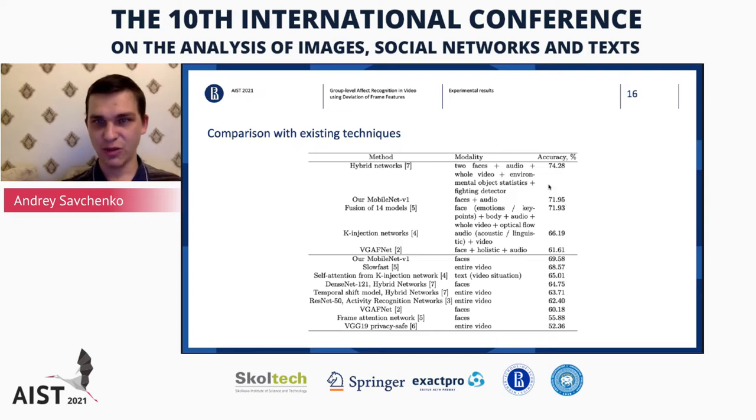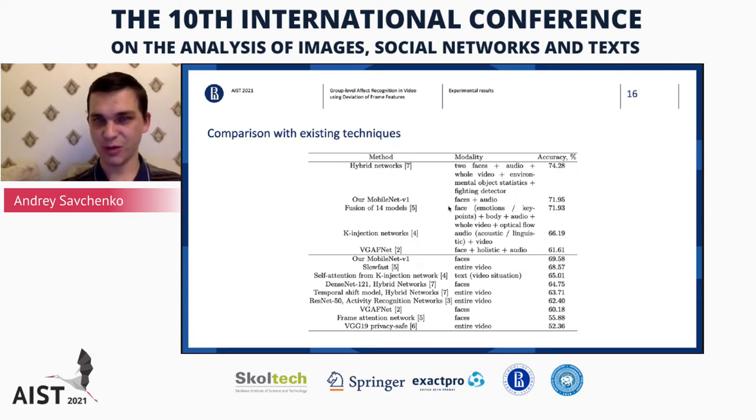So you see that we're still worse than the top, the winner, which uses this really complex ensemble. But I'm pretty sure that if we add our model for face processing to this winner, unfortunately, they didn't provide their source code, their model. But anyway, if we add it, we definitely increase this accuracy because our face processing is much better and their face processing is the most important part of this ensemble.